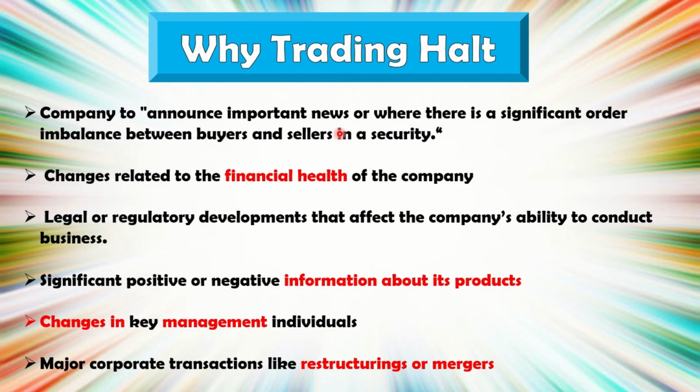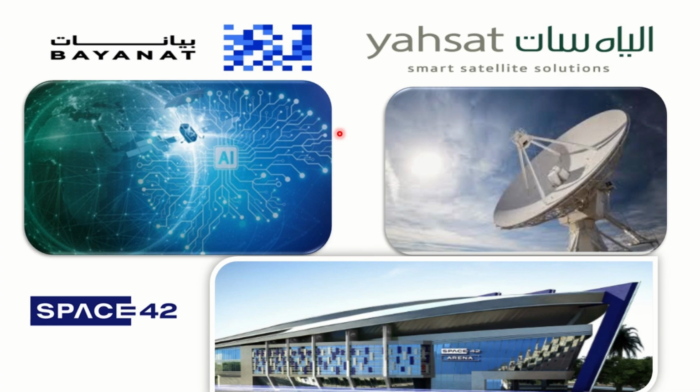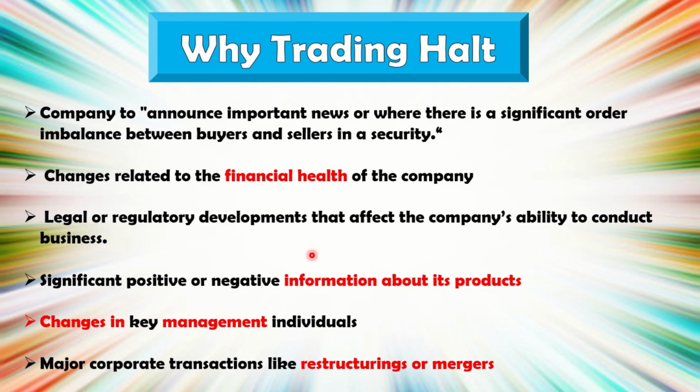And recently a merger also happened. Say, for example, in 2024, Bayanat, a technology company based on space technology, using AI, as well as Yahsat, a telecommunication sector company. These two, both related to telecommunication, merged together, and then they formed Space42. Right now it's trading under ADX Space42. Currently I think the stock price is 1.98. So when such a merger announcement is made, a trading halt will also appear. So these are the main reasons a trading halt or suspension will occur in the stock market. During this time you can't do any trade. Once it has been released, you can automatically trade.